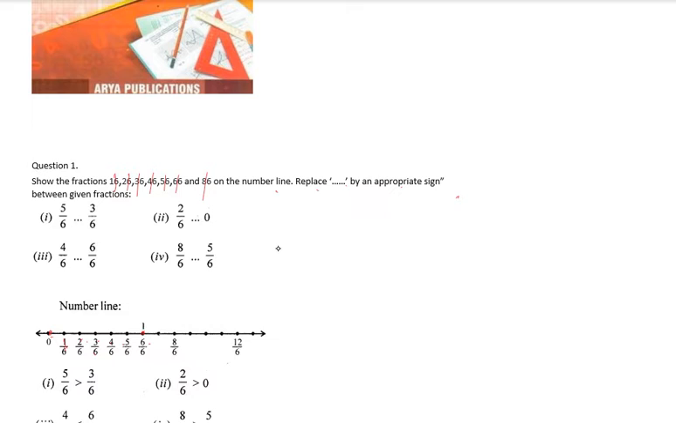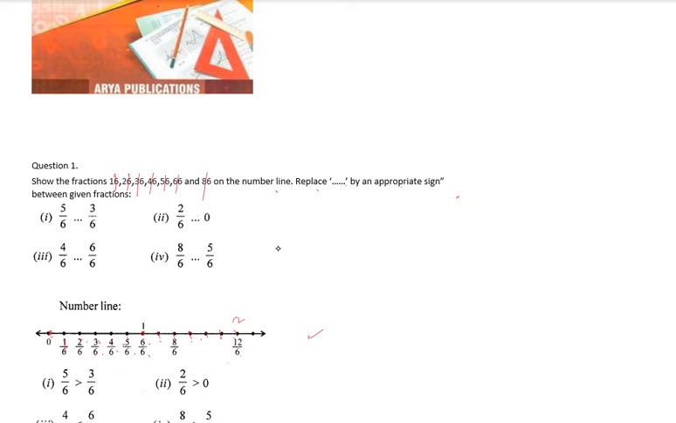So 1 by 6, 2 by 6, 3 by 6, 4 by 6, 5 by 6 and 6 by 6 is equal to 1. Further, between 1 and 2, again I have marked 6 divisions: 1, 2, 3, 4, 5, 6. Now if I count from the beginning, this becomes 7, 8, 9, 10, 11, 12. So 12 by 6 is equal to 2. So the marking is done.